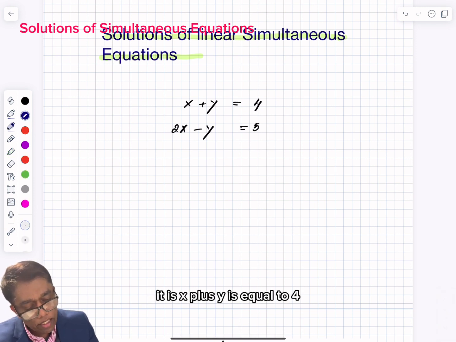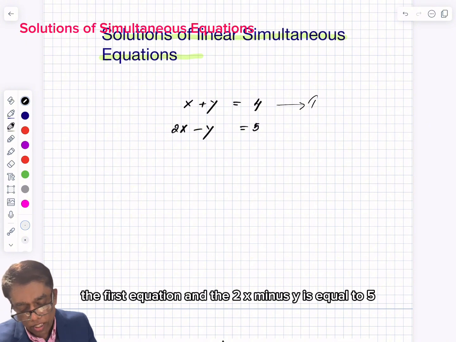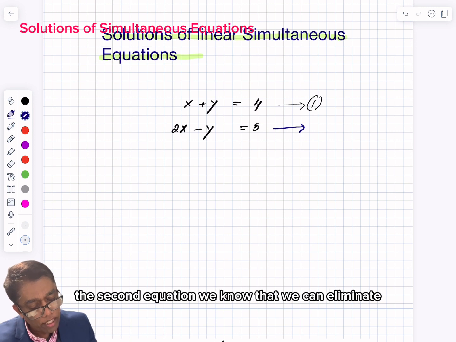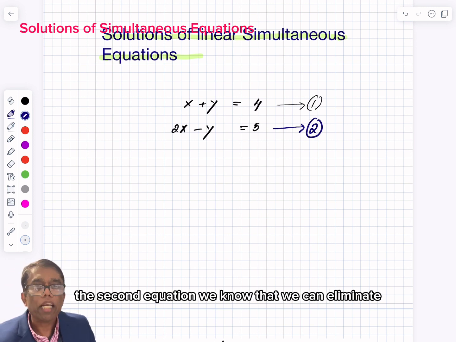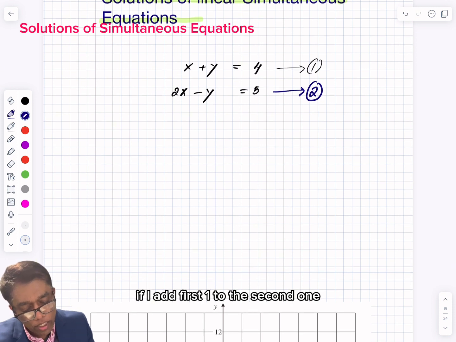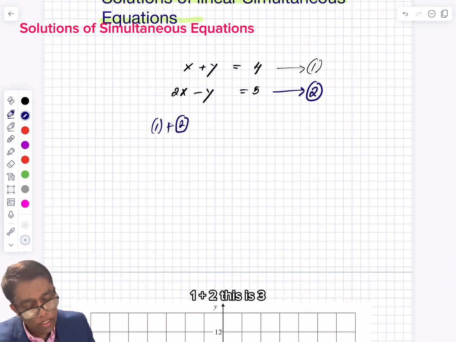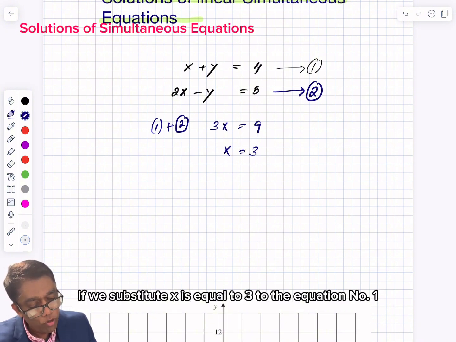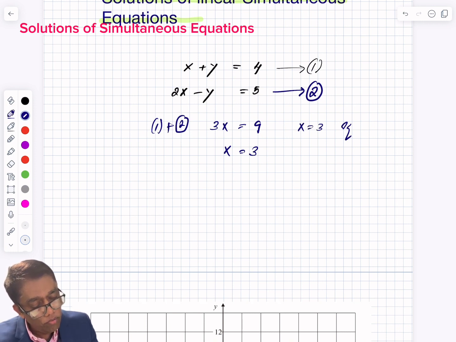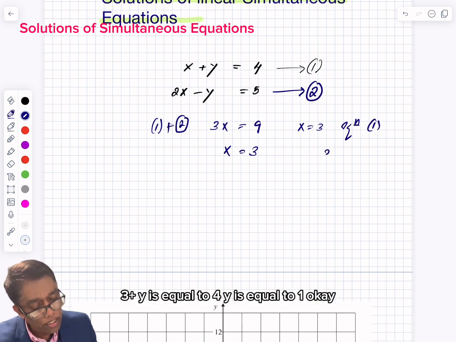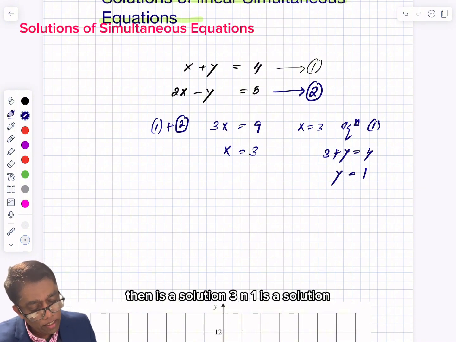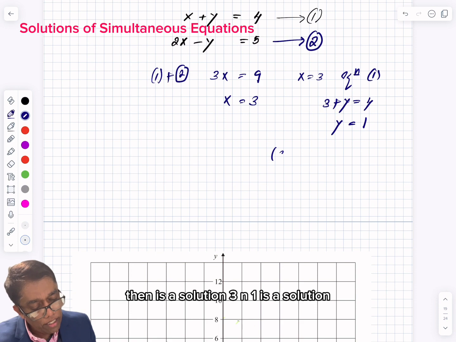It is x plus y is equal to 4, the first equation, and 2x minus y is equal to 5, the second equation. We know that we can eliminate if I add the first one to the second one, 1 plus 2. This is 3x is equal to 9. x is equal to 3. If we substitute x is equal to 3 into equation number 1, 3 plus y is equal to 4. y is equal to 1. Okay, then it's a solution. 3 and 1 is a solution.